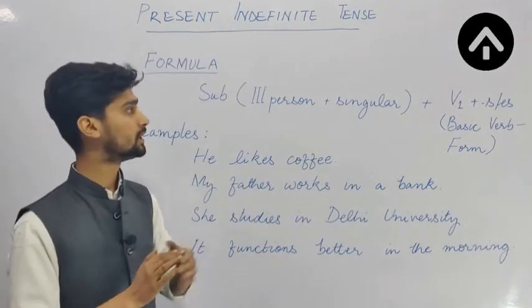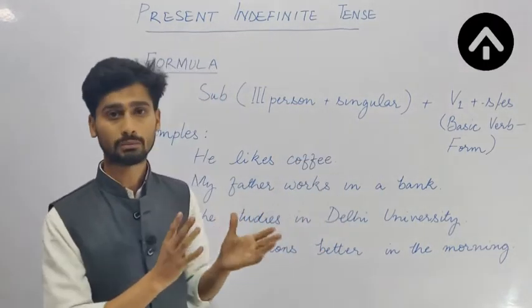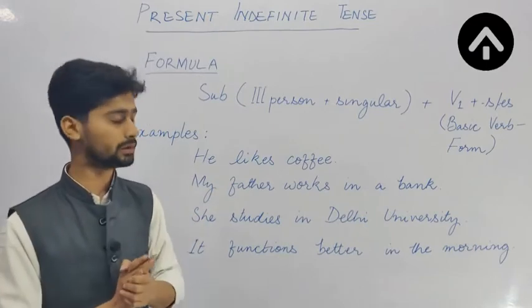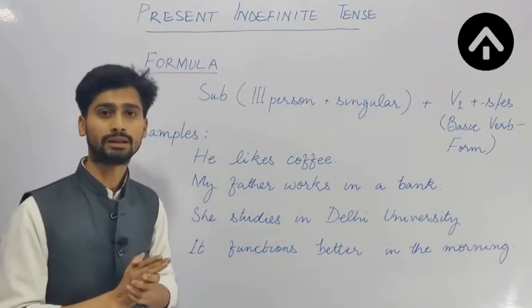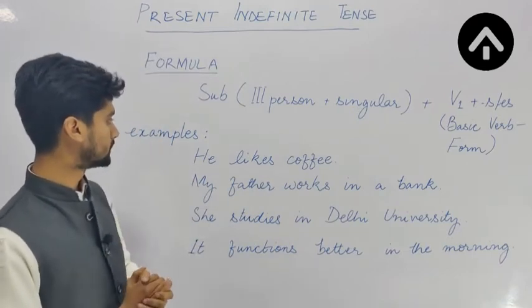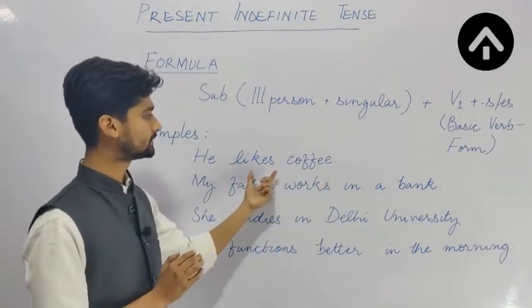So that's obvious. V1 means the basic form of the verb plus S or ES as per the spelling of the word. Okay, now let's take a look at a few examples. The first example which I've added here is: he likes coffee.